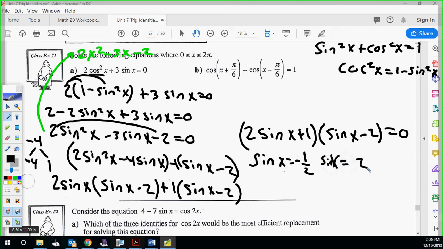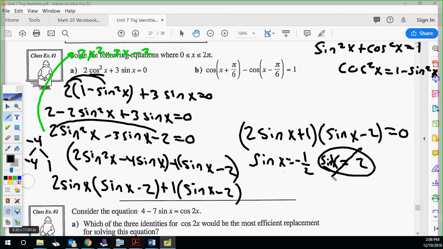Now, does sine x ever equal 2? Does the graph of sine x ever equal 2? This one's not possible. You can cross that off, because the regular graph of sine x just goes 1 to -1. That's the sine of x. We know what that is. It goes 1 to -1.